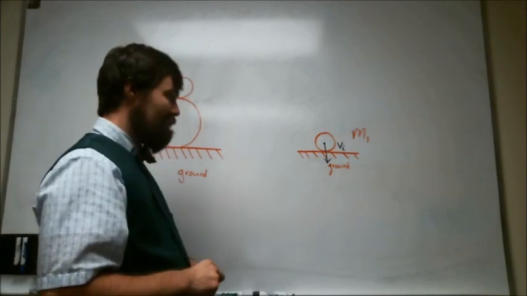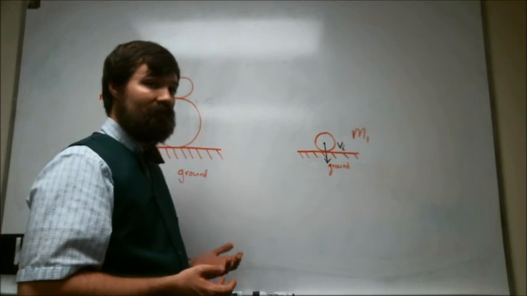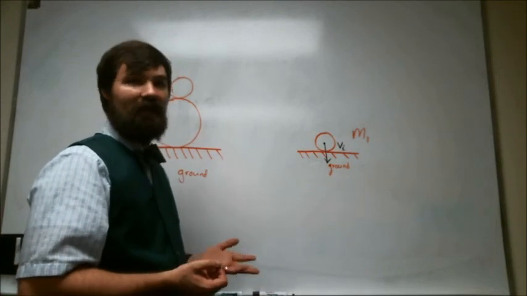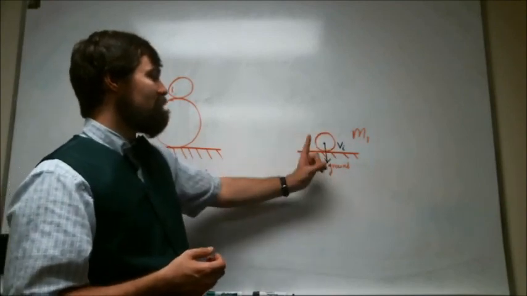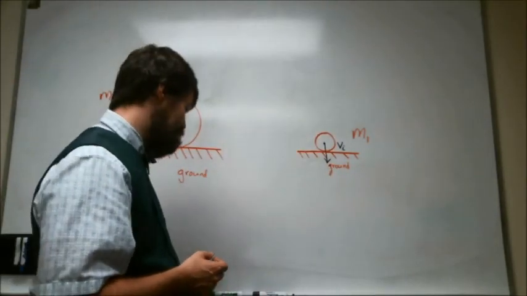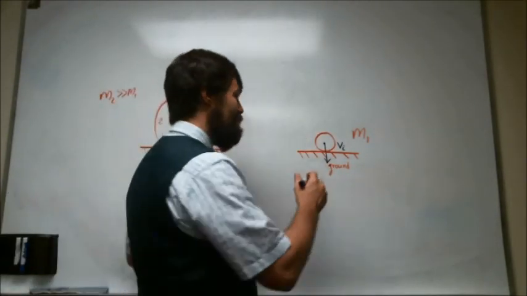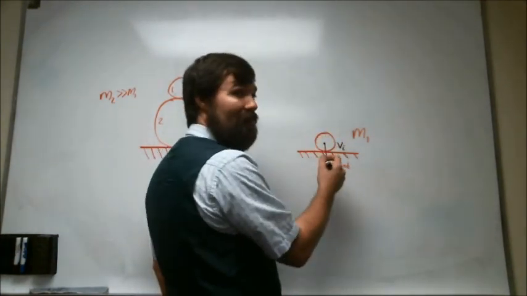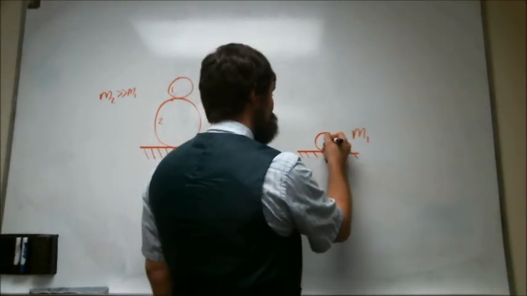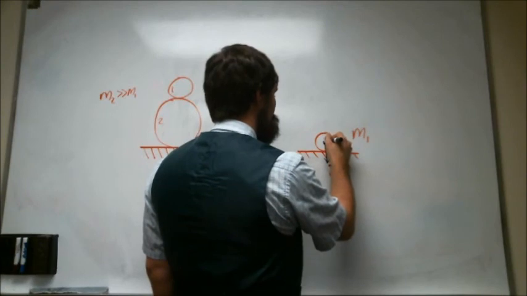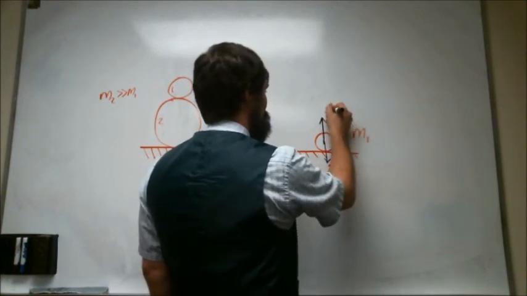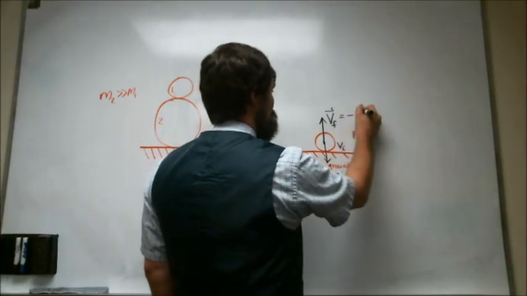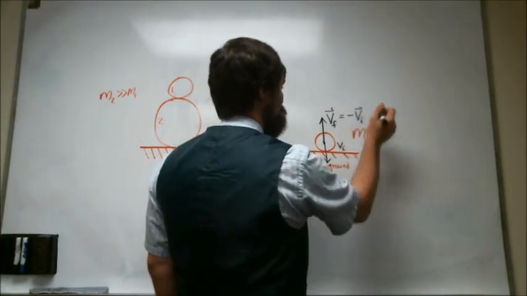It hits the ground and deflects off the ground. If it's a perfectly elastic collision, all that happens in this interaction is it hits the ground and reflects with the same speed as what it had initially, but in the opposite direction. So V final is just negative of V initial.